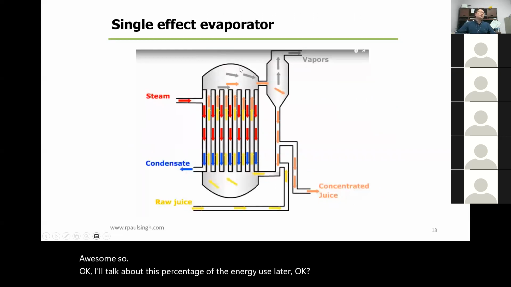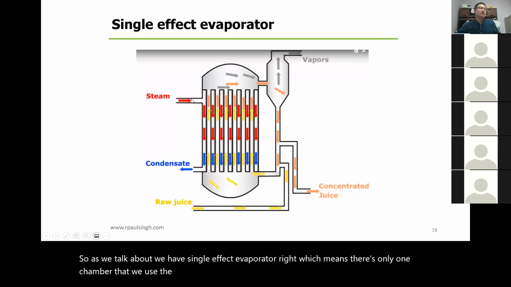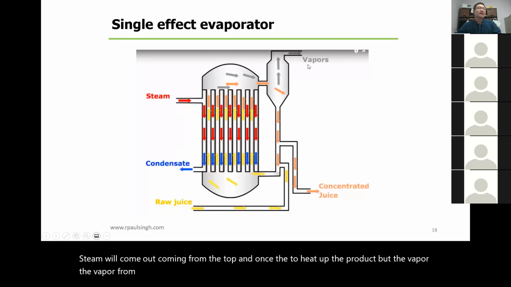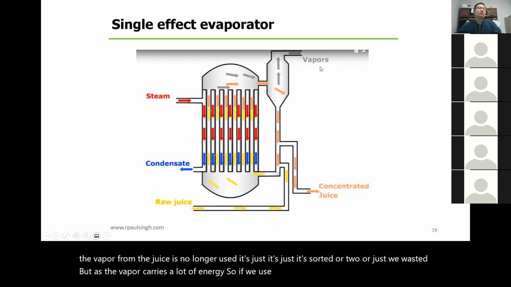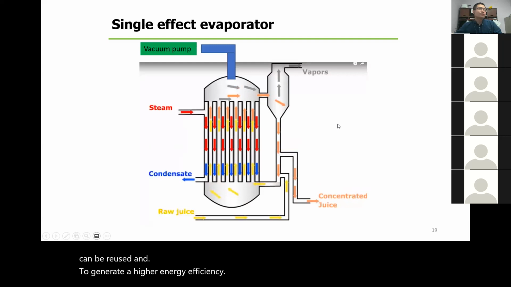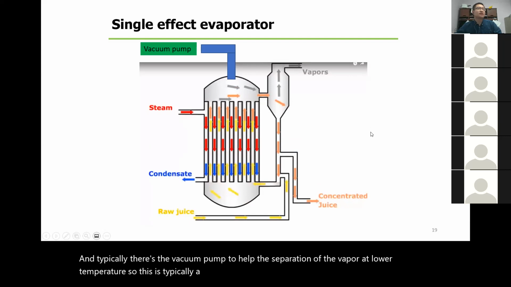So as we talked about, we have the single effect evaporator, right? Which means there's only one chamber that we use. The steam will come from the top to heat up the product. But the vapor from the juice is no longer used. It's just exhausted, or wasted. But as you know, the vapor carries a lot of energy. So if we use multiple effects, those vapors can be reused to generate higher energy efficiency. And typically there's a vacuum pump to help the separation of the vapor at a lower temperature. So this is typically the design of a single effect evaporator.